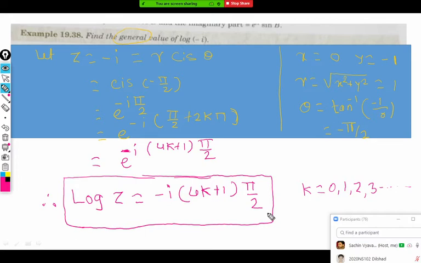But by chance, if the question comes to find a principal log, what will be your answer? Minus i pi by 2. Correct. You just replace k by 0. Or here you take the log directly: z equal to e raised to minus i pi by 2. Take log on both sides and you get the answer. Okay, complete it. Once you finish, tell me, and we'll move to the next question.